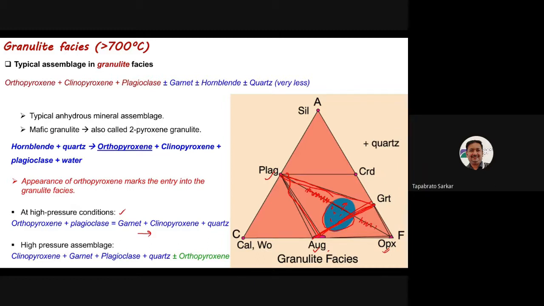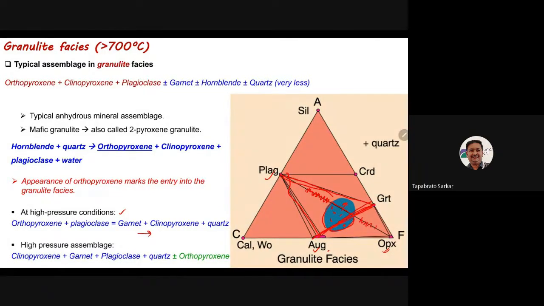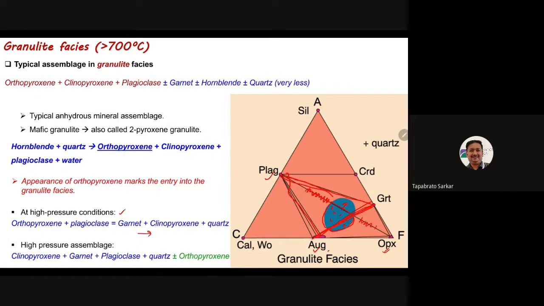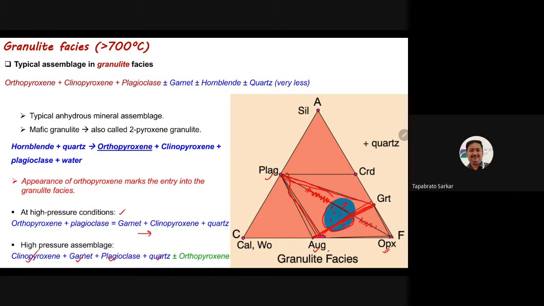Okay, and if you have compositions in here, plagioclase is completely gone, where you have garnet plus, if it is more Fe-Mg rich, calcium and aluminum poor, a restricted bulk composition, then we have CPX, garnet, and orthopyroxene. Okay, so basically at high pressure, the assemblage very commonly is clinopyroxene plus garnet plus plagioclase plus quartz, obviously plus or minus orthopyroxene.